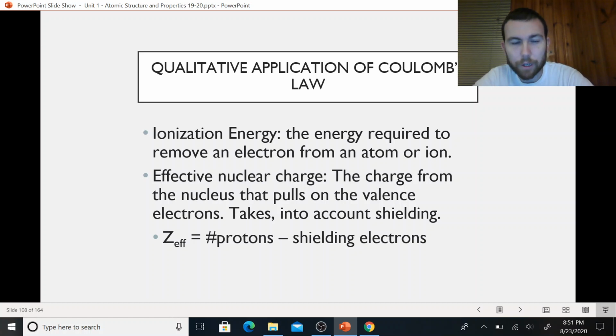Now, an overly simplified way to determine effective nuclear charge is to simply take the number of protons minus the shielding electrons. Shielding electrons is just another way to refer to the core or the inner electrons. That is an extremely oversimplified way to calculate effective nuclear charge. In actuality, it's not so simple, but for where we are right now, that's a good enough way to get to it.